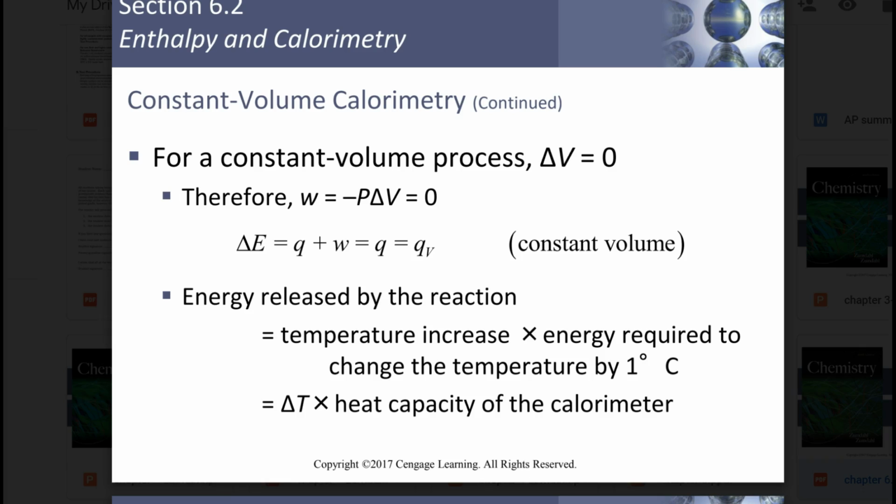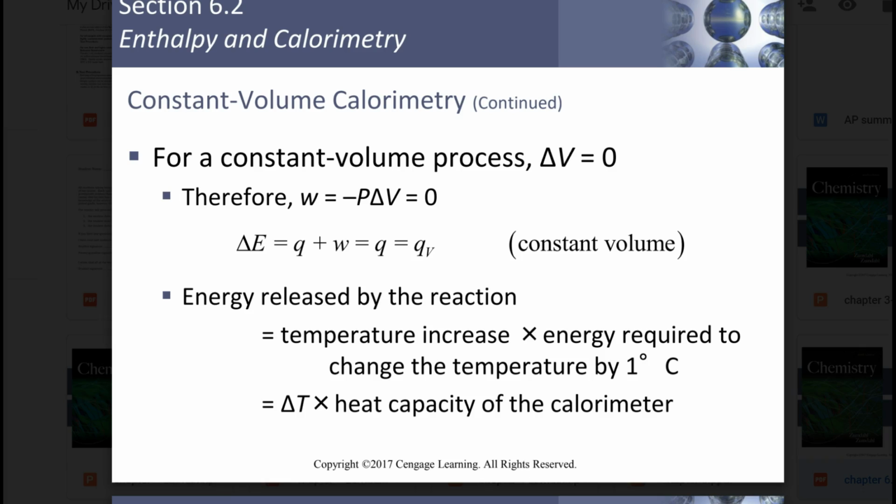And then what's Q? Work is negative P delta V. Delta V is 0. What's your work? 0. There is no work. You're not doing work if you're not changing volume. Therefore, E is equal to what? Q. Got it.